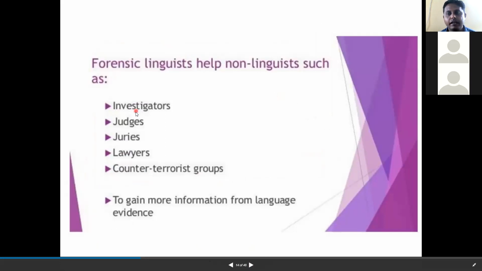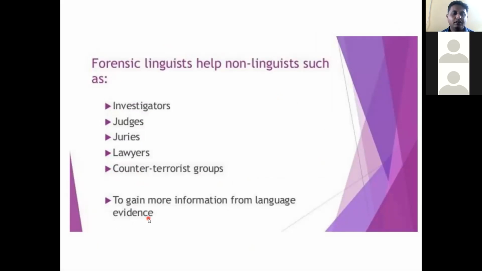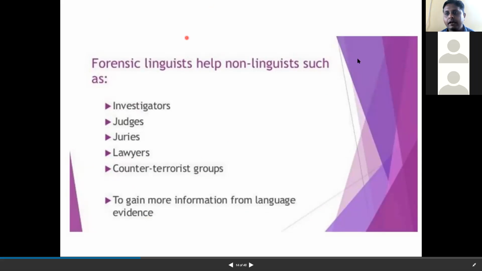Forensic linguistics studies what? Investigators, meaning the police generally, judges, juries. Jury means the group of judges, lawyers, counter-terrorist groups. Right? And to gain more information from language evidence. So analysis and study of language in law, in court, in some crime is the main focus of forensic linguistics. So, a question comes to our mind, right? How can the study of language prove a crime? Is it possible? The answer is yes, it's possible. Right? Example, let's have a video.